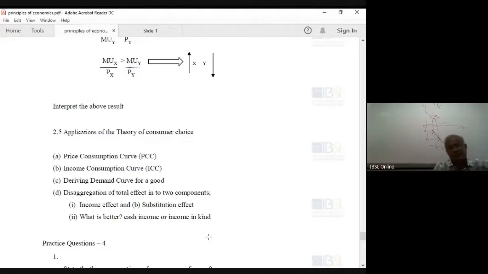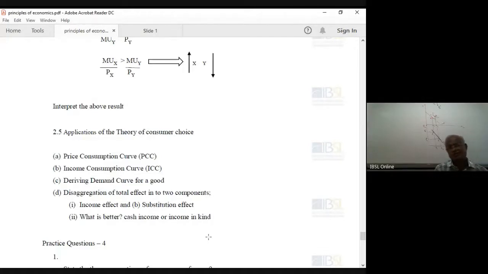First thing is, when price decreases, you will be richer than earlier. Your real income increases. As a result, you can afford more. You will buy more of X. Now we have another component that is called substitution effect. Take down the definition.